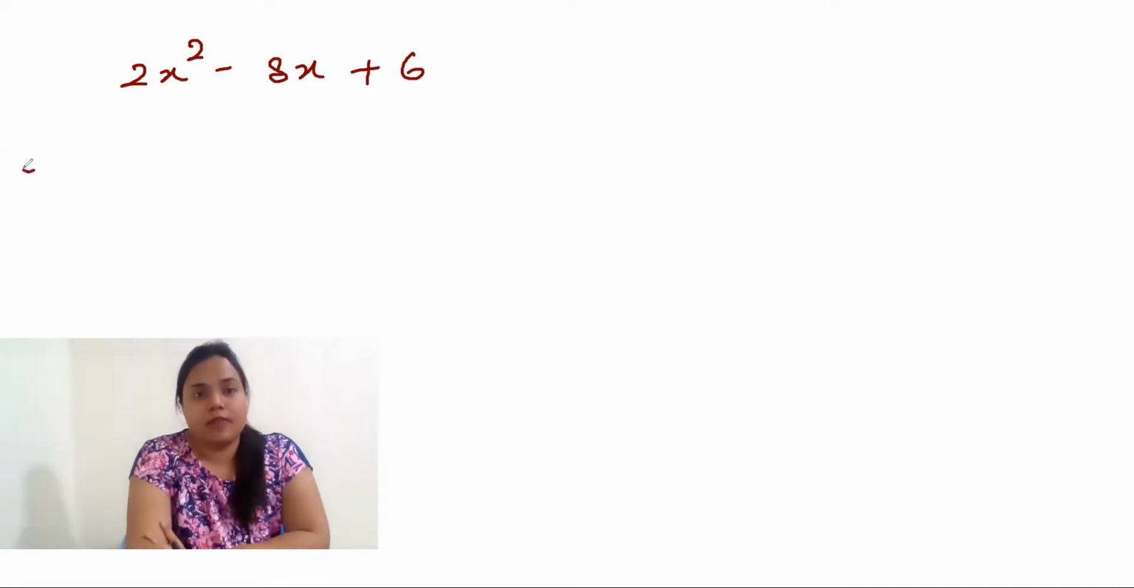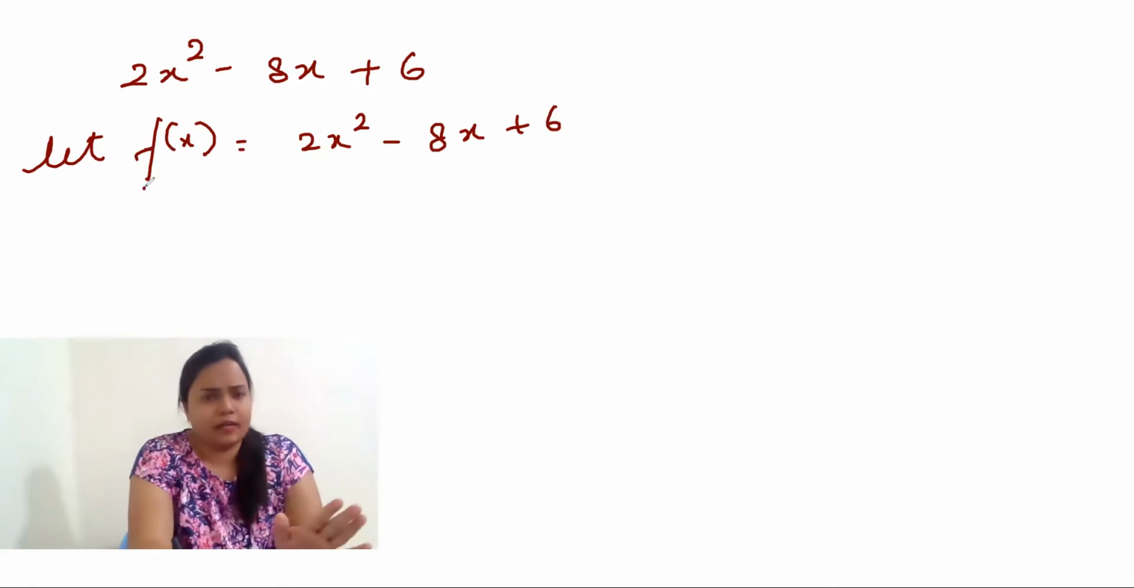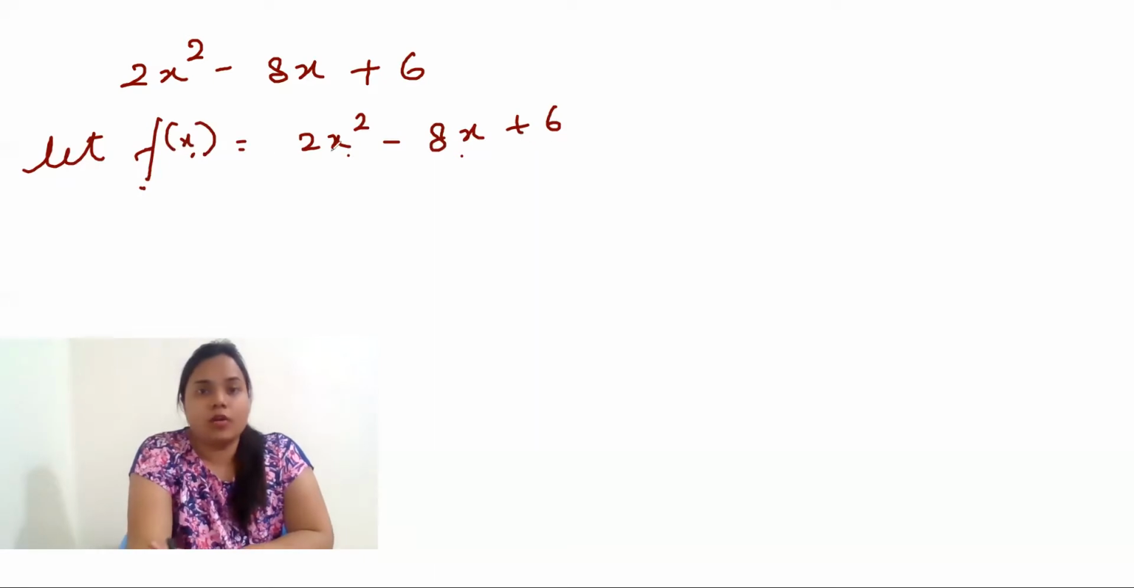Means if I write it as, let f of x be 2x square minus 8x plus 6. Why have I written f of x? Instead of f, I can take any alphabet. I have written x because in the question the variable is x. If it is t, you will write f of t. And in the polynomial, it is x only, so I have written f of x.